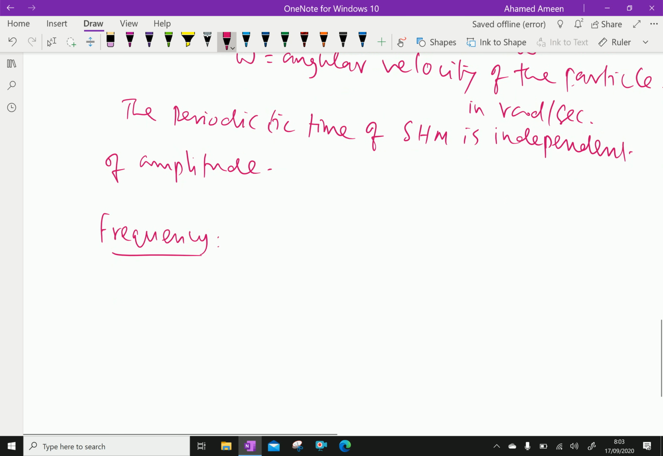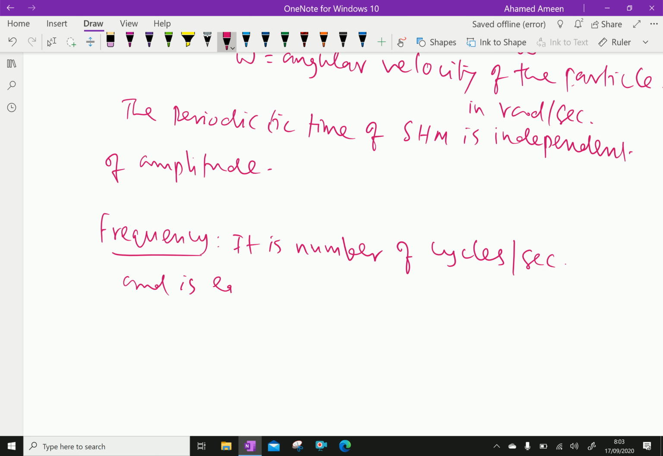Next is frequency. It is the number of cycles per second and is equal to 1 over T, one over the time period. Its unit is hertz, which we write as Hz.